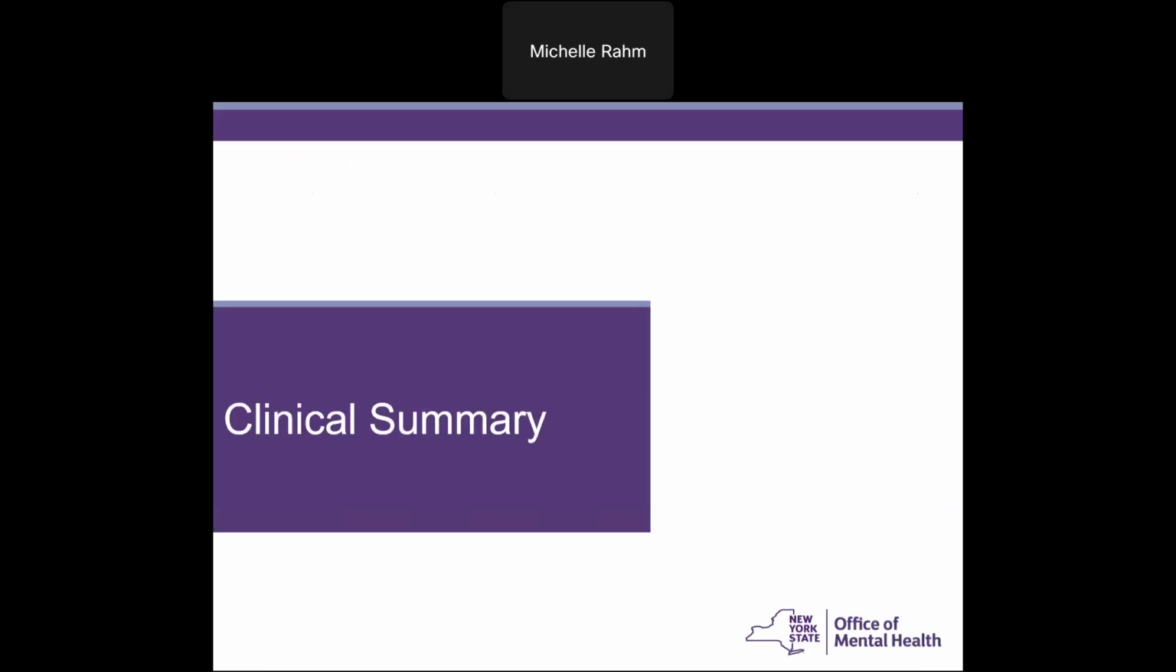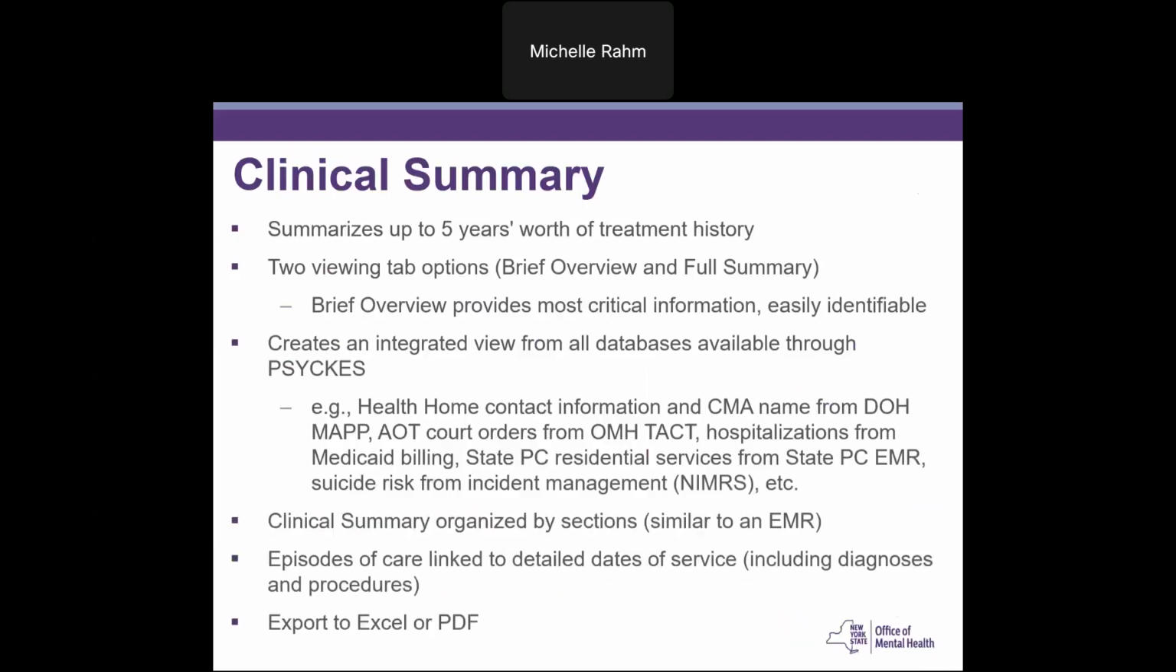All right, now that we know how the access levels work and how to enable access, we're going to go into the bulk of our training today, which would be going over the clinical summary. So the client-level clinical summary summarizes up to 5 years' worth of treatment history, and you have 2 viewing options. You have a brief overview, which provides the most critical information, and it's more easily identifiable in a succinct way, and then you have the full summary view.